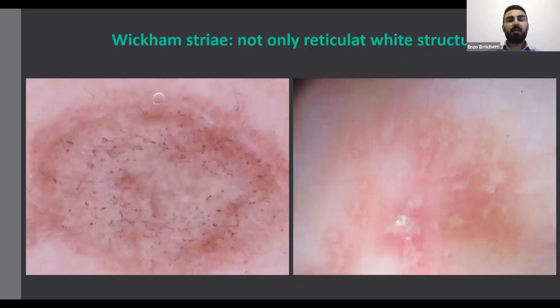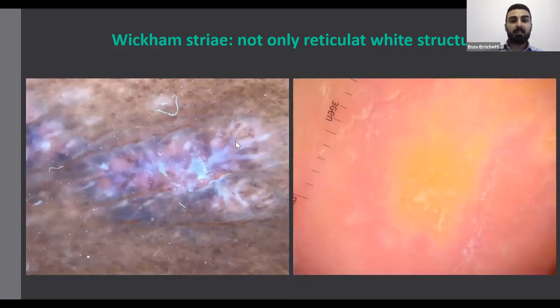Another thing to know is that Wickham stria may not be reticular and may not be white. For example, here we have a case of lichen planus where Wickham stria are annular. And on the right, we have a case of Wickham stria where the structures are roundish or star-like. This is particularly true on the palmoplantar areas. And the color of the Wickham stria may be white in the majority of cases, but it may also be bluish or yellowish. Bluish, especially in very dark phototypes, and yellow on the palmoplantar areas where we have another layer in the epidermis, which is the lucid layer.